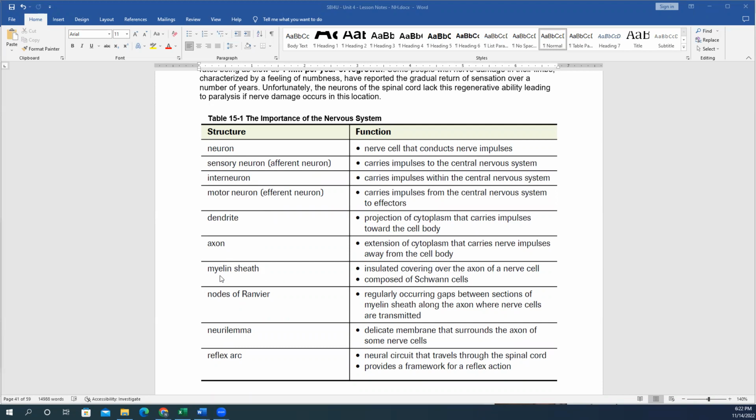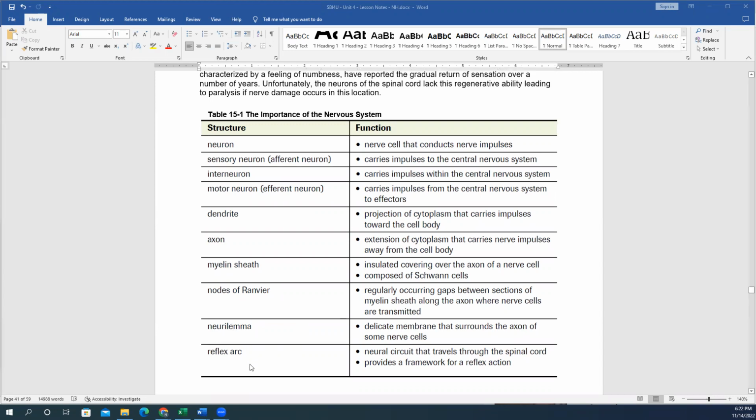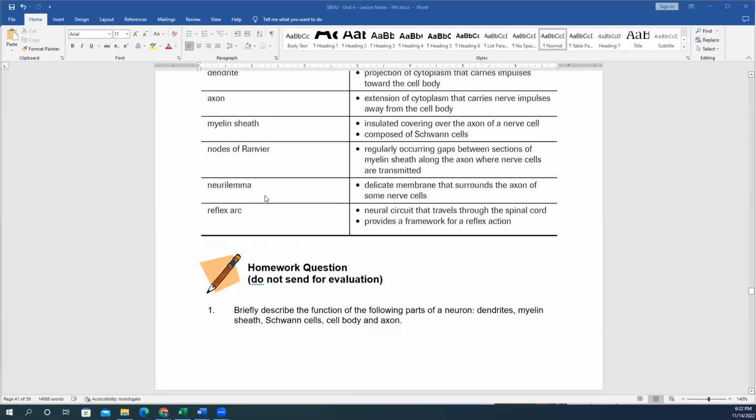We talked about the myelin sheath and the nodes of Ranvier, how they are these regularly occurring gaps between sections of the myelin sheath that really help to speed up the induction of the nerve signal. We discussed neurolemma, which is that delicate membrane surrounding axons of some types of nerve cells. And we will be talking, we haven't talked about yet, but we will be talking about the reflex arc.